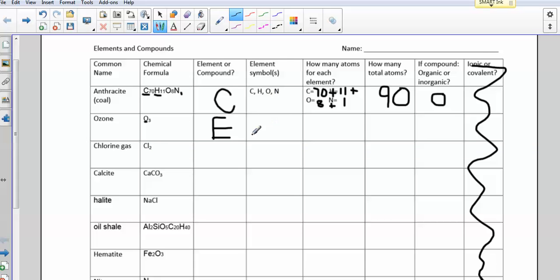Next is, what is the element symbol? Well, this is easy. There's just one. It's oxygen. There's an O. How many atoms for each element? Well, there's only oxygen, and it tells me right here that there's 3 of them. 1, 2, 3. So this is easy as well. How many total atoms? Well, there's only 3. Lastly, is the compound organic or inorganic? Remember, in order to be organic, you have to have carbon and hydrogen. Ozone has neither, so the answer is it's inorganic.